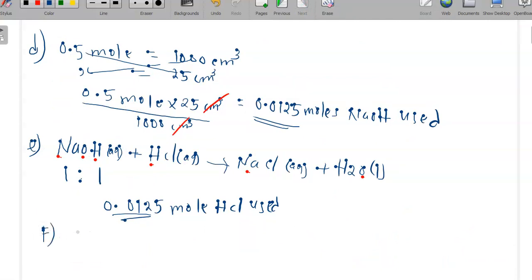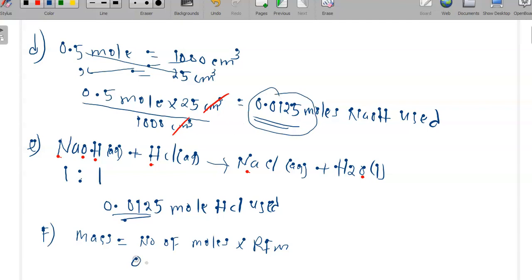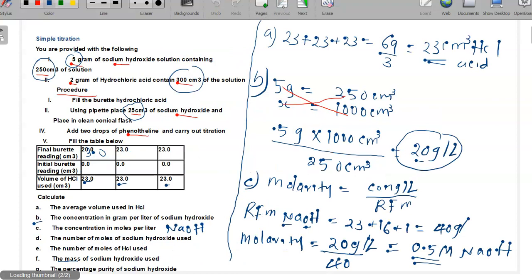Mass is equal to number of moles times RFM or RAM. The number of moles of sodium hydroxide we have here is 0.0125 moles. Then we multiply by the RFM. What's the RFM of sodium hydroxide? We have already obtained it here: sodium 23, oxygen 16, hydrogen 1. We got 40.